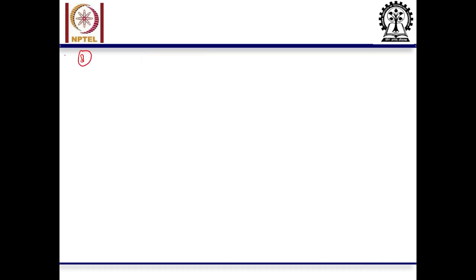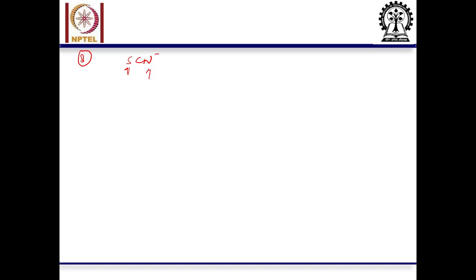One last rule is that if a ligand has two donor sites, like SCN minus, it can bind through S or through N. If it is binding with N, we have to write it as thiocyanato-N. If it is binding with S, we write it as thiocyanato-S. Like that we have to write it. One more rule I will discuss when the problem solving session is there.